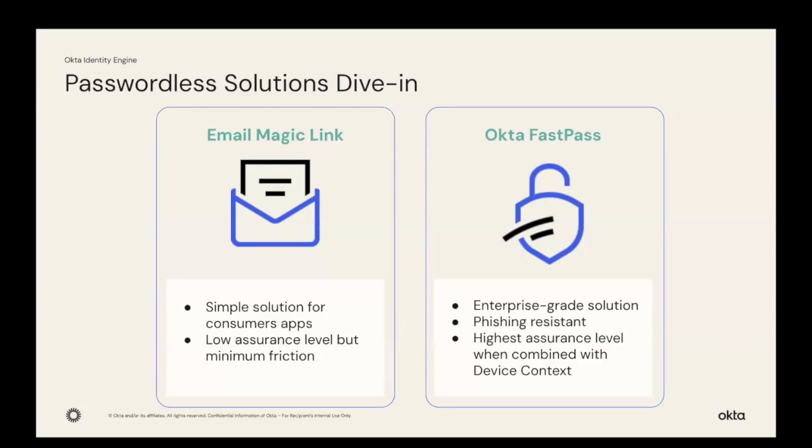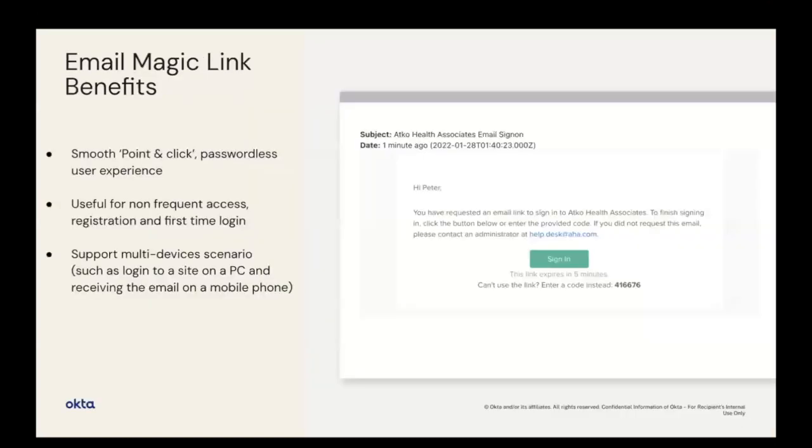And when combined with advanced device context, it can actually provide the highest level of assurance. So that's probably the preferred choice here. Let's have a quick look into Email Magic Link. Now, I am not going to do a complete demonstration or implementation on Email Magic Link. Just want to give you a sense of what it is.